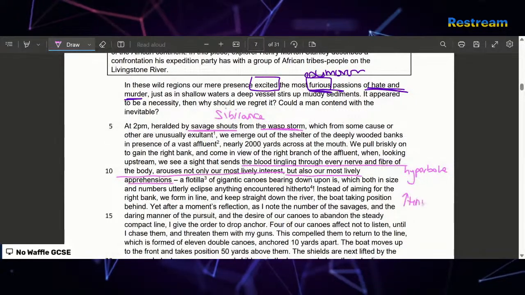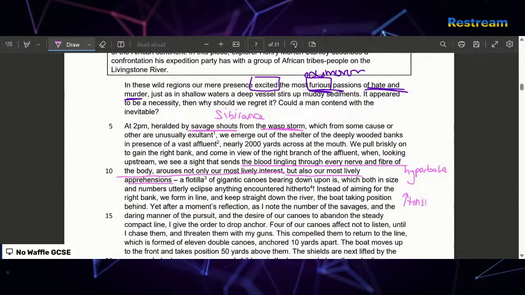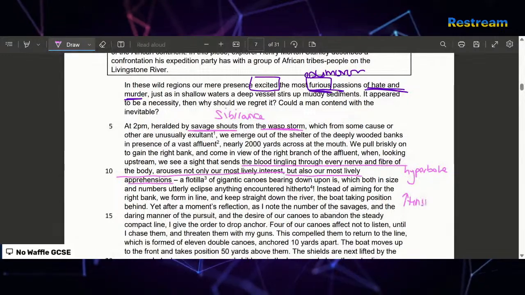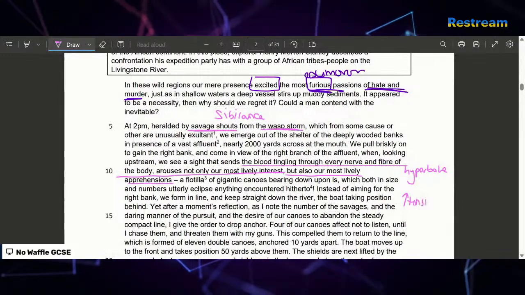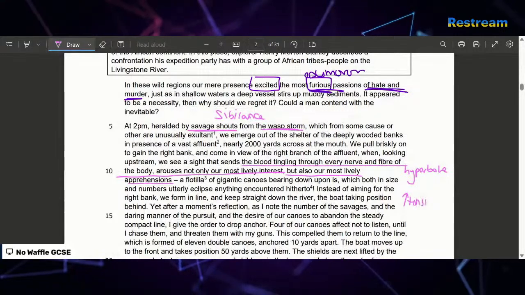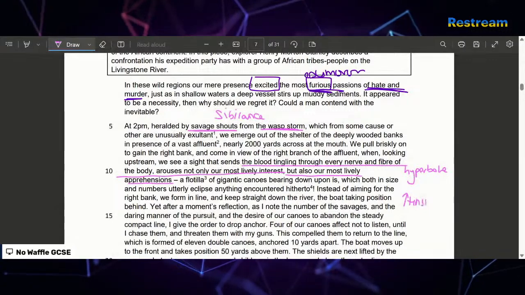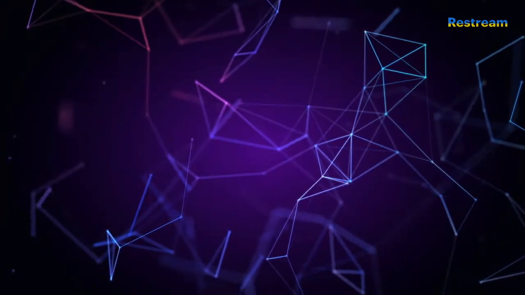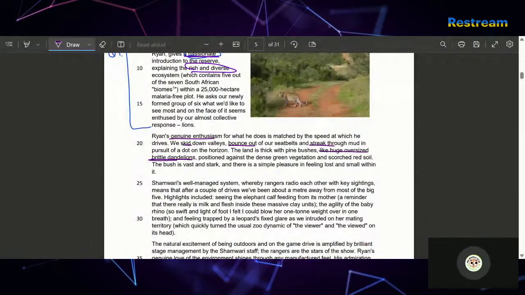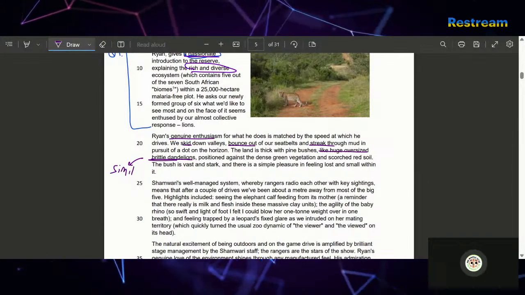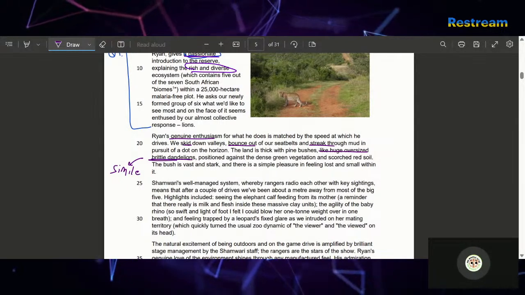So there's an increasing tension in this earlier experience, the speed at which he drives. We skid down valleys, bounce out of our seat, like huge, oversized, brittle dandelions. Let's look at that simile. And this can be our second point of difference here.